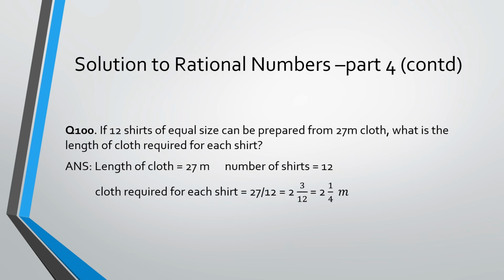Question number 100. If 12 shirts of equal size can be prepared from 27 meter cloth, what is the length of cloth required for each shirt? So length of cloth is 27 meters, number of shirts is 12. So cloth required for each shirt will be 27 by 12, that is 2, 3 by 12, which is equal to 2 1/4 meters.